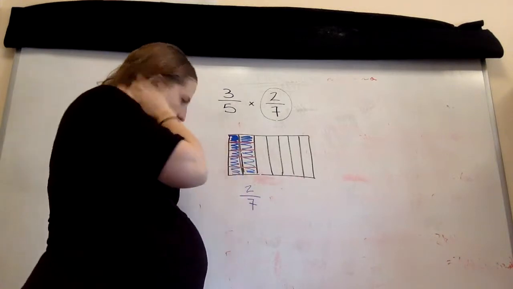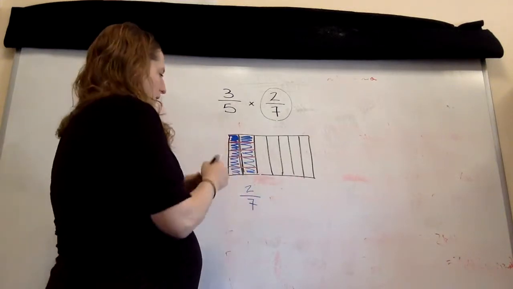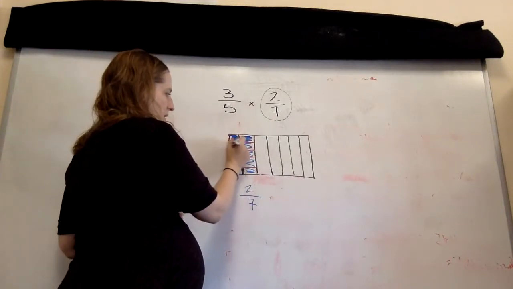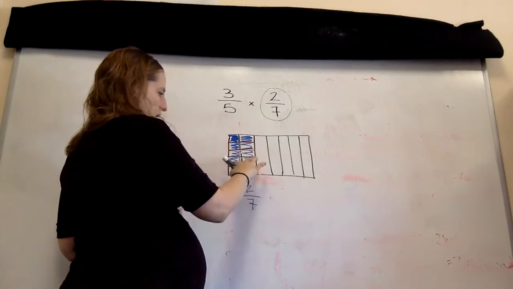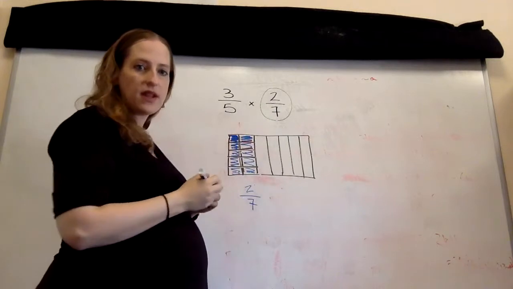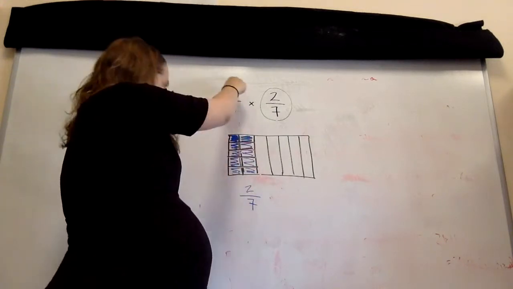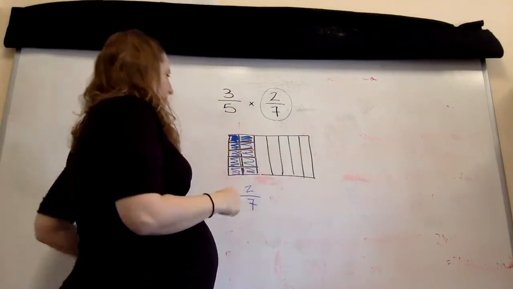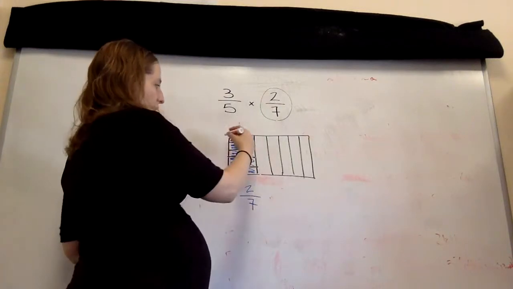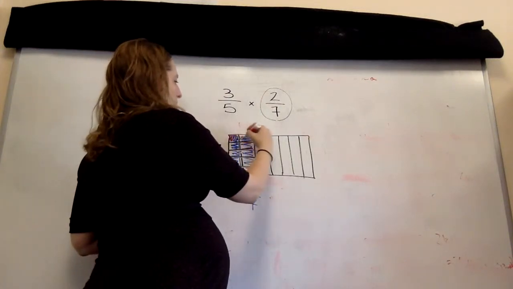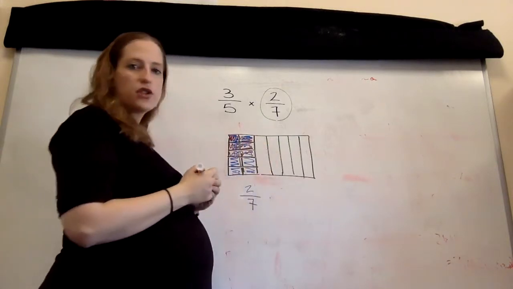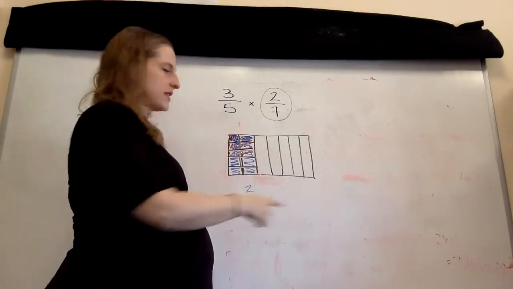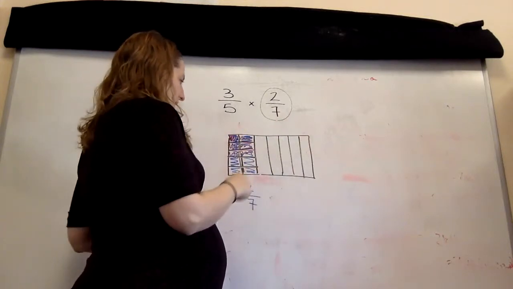Is that kind of hard to see? Maybe I'll go back over that in black. So 1, 2, 3, 4, 5 equal pieces. Now, because I want 3/5, I'm going to shade in 3 of those. 1, 2, 3. So I've shown 3/5 of 2/7.